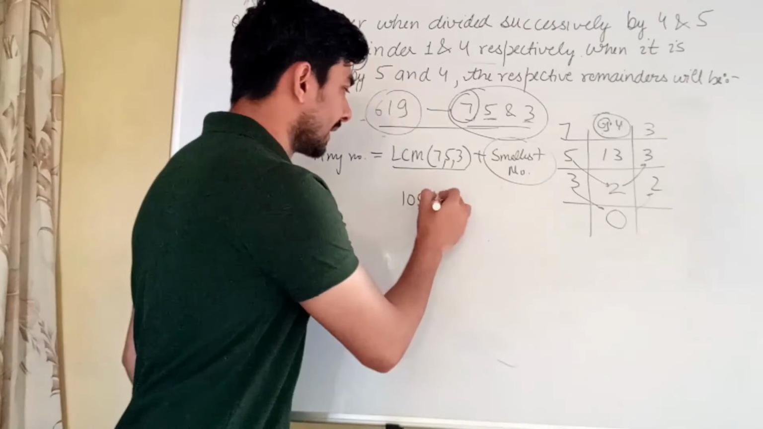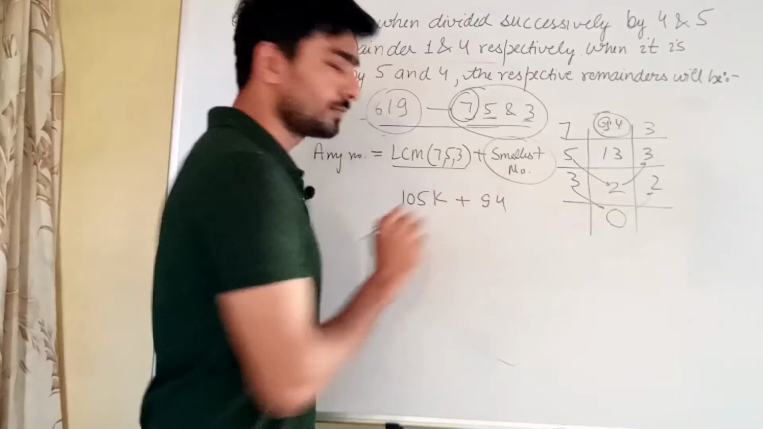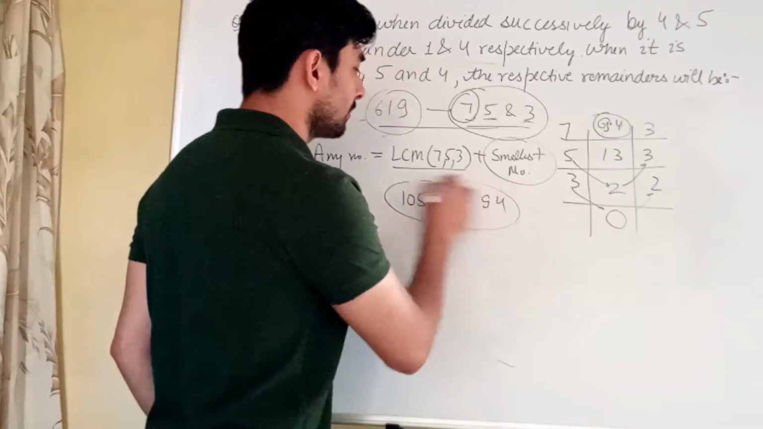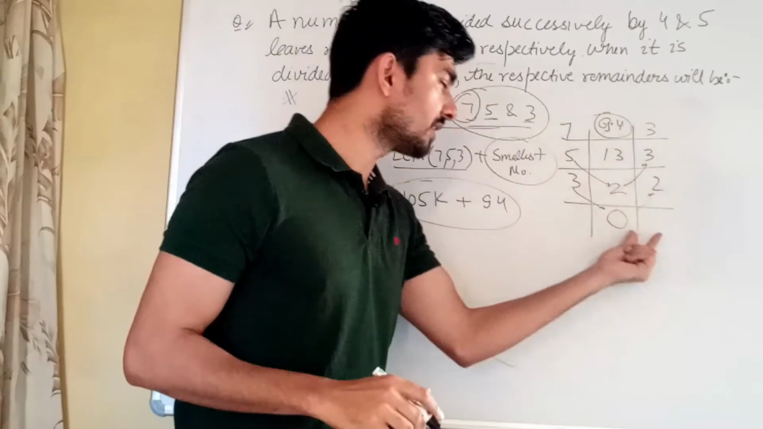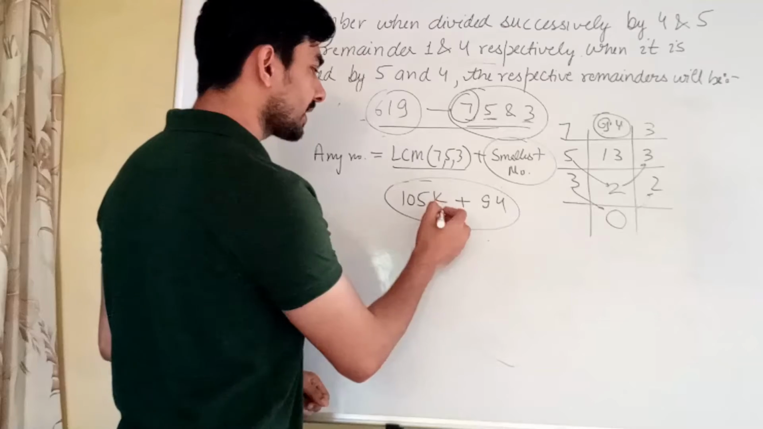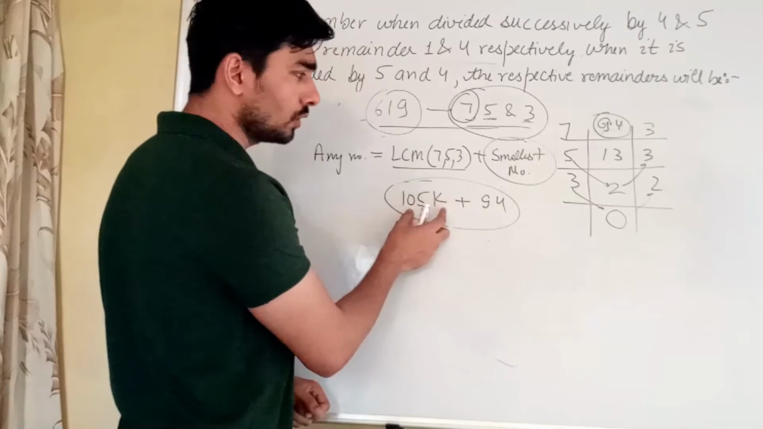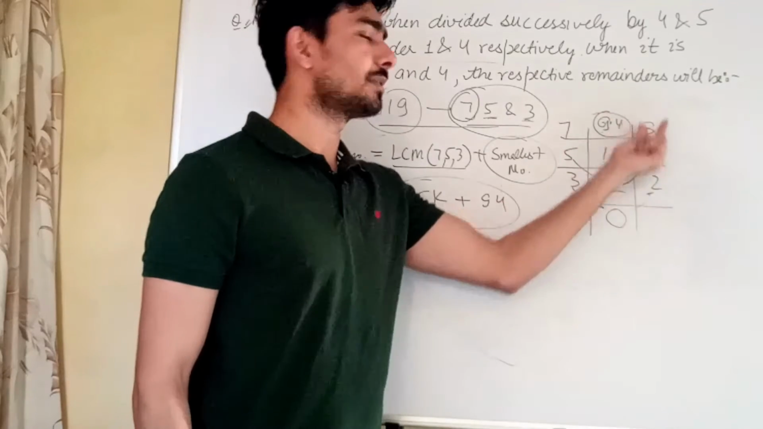105k plus 94, where k is a multiple of the LCM and the smallest number is 94. This is the form of number which will give the same successive remainders after dividing by 7, 5 and 3. If we put k equal to 0, then this will become 0 and our number will come to 94. 94 is the number which will give the same successive remainders.